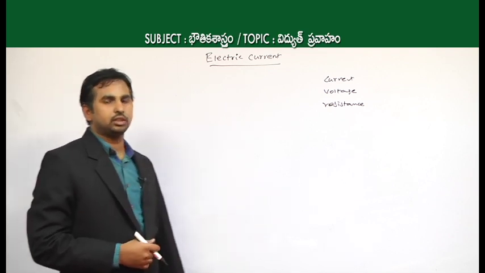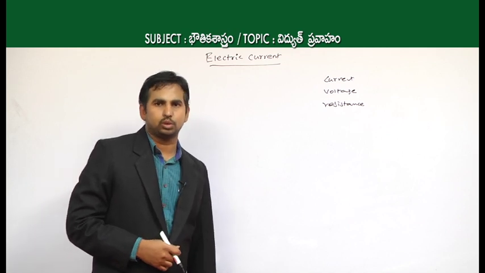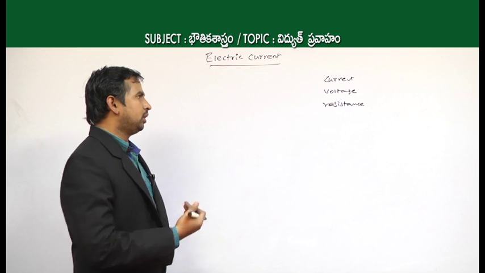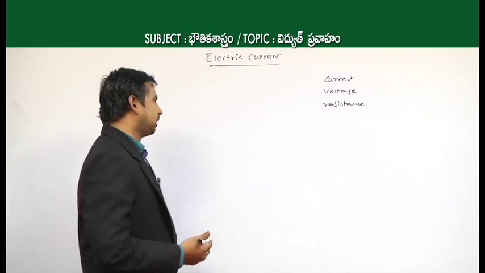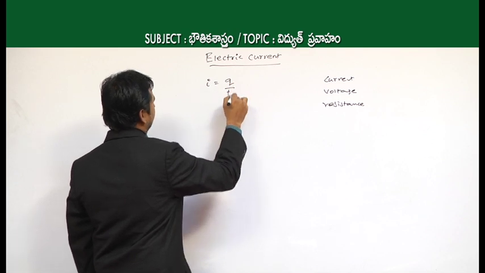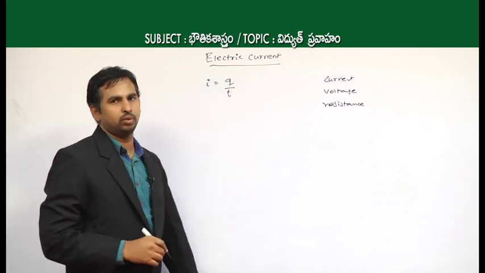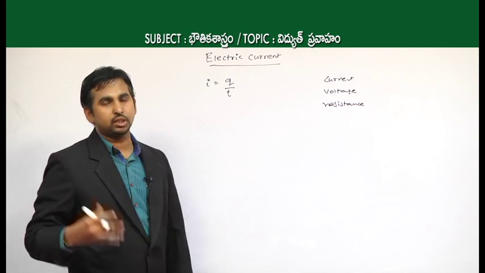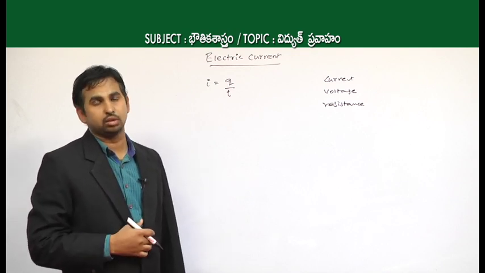Current is nothing but the rate of flow of charge. That only we call current, where current I is equal to Q by T, I is equal to Q by T, the rate of flow of charge. And sometimes they are asking questions about units also here.